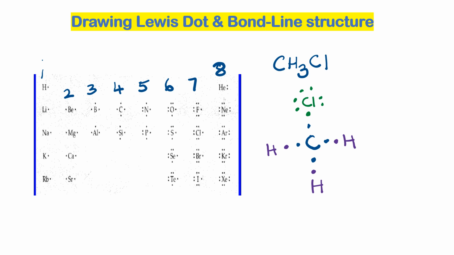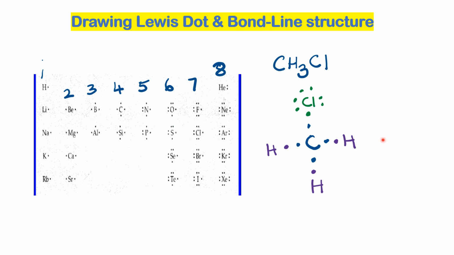Now, if you observe, the carbon is surrounded by 8 electrons, which is 1, 2, 3, 4, 5, 6, 7, 8. And chlorine is surrounded by its 8 electrons. And hydrogen is surrounded by 2 electrons because that is the closest electronic configuration that it can attain.